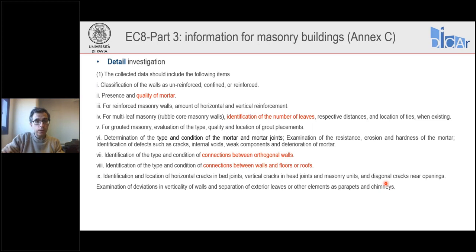Regarding the investigation of the details, the code is suggesting to check a list of different aspects. The most important are the quality of the mortar and the identification of the number of leaves in case the masonry wall is made by more than one leaf. It is asking you to find information regarding the connection between the orthogonal walls and the connection between the vertical walls and the horizontal elements, such as floors or roof.